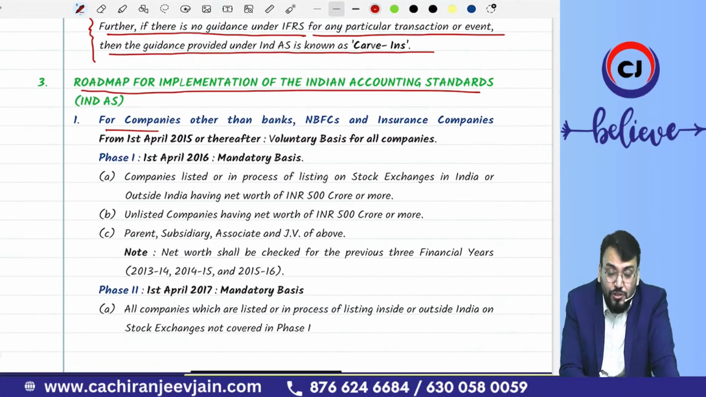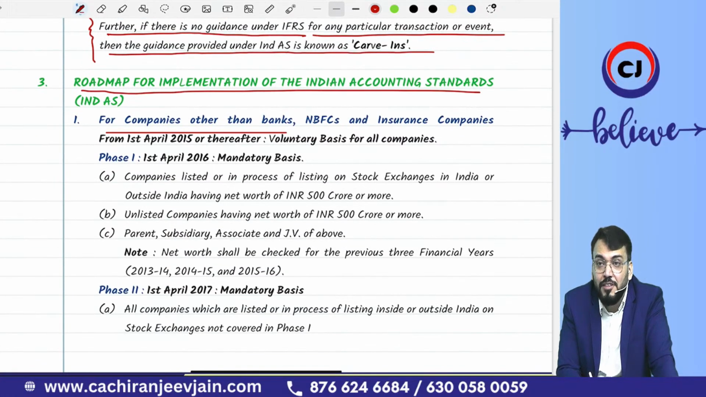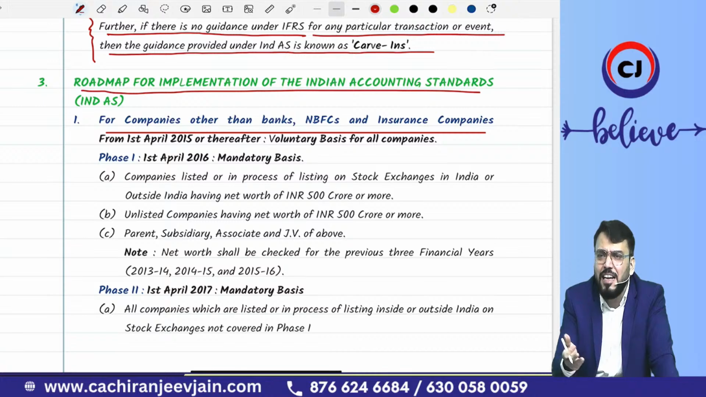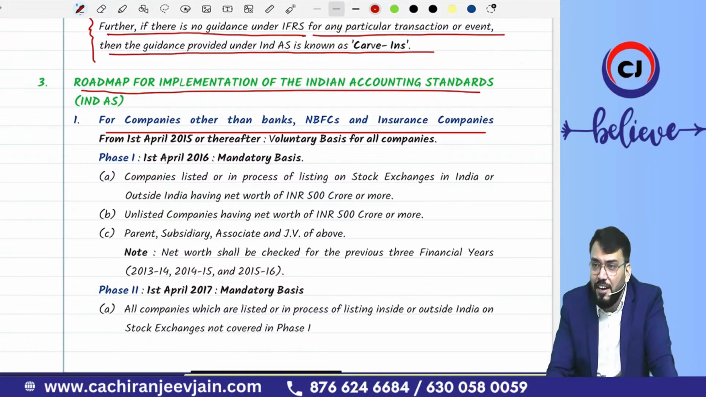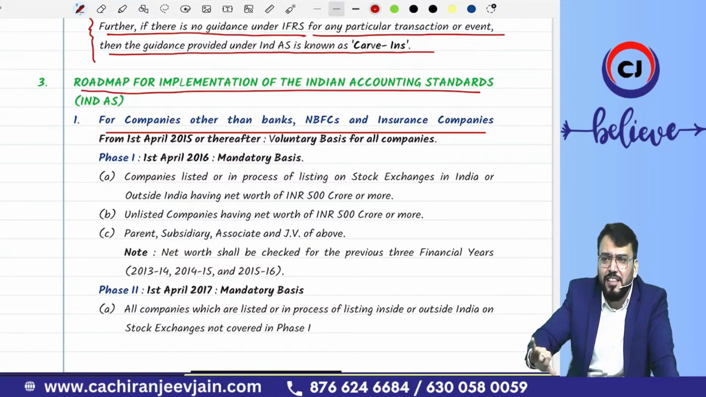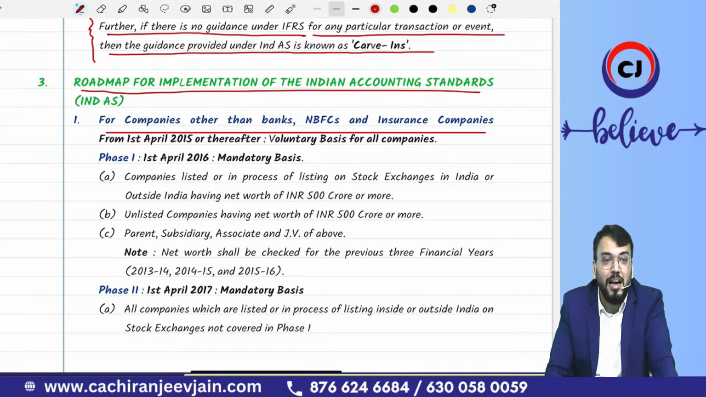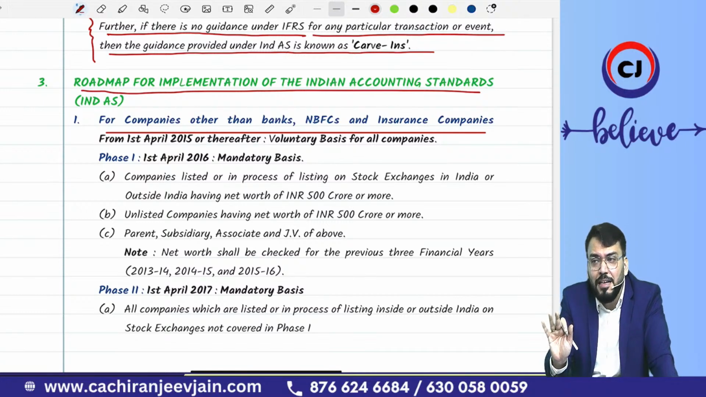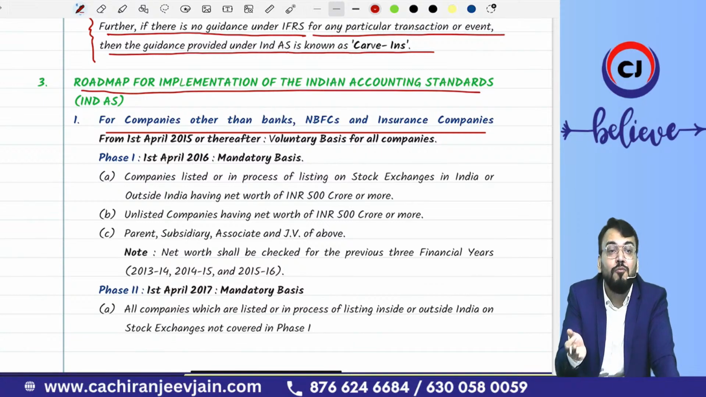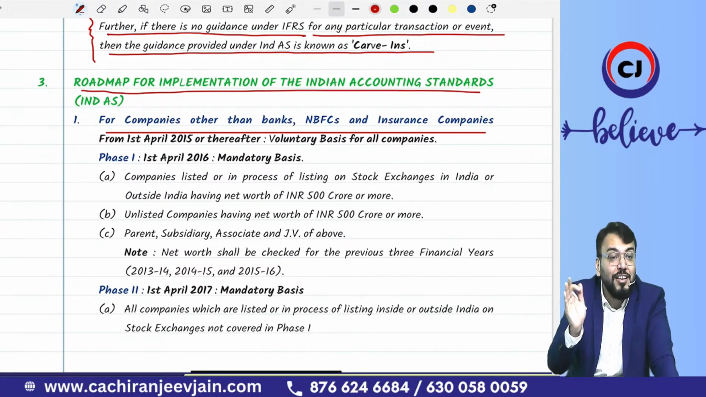First, it was given for those companies which are not banking company, not insurance company, and not NBFC. Correct. For banking company, we have the Banking Regulation Act. For insurance company, we have the Insurance Regulatory and Development Authority (IRDA). For NBFC, because it is a financial company similar to banking company, there are some RBI guidelines, so we also need to follow RBI guidelines. But first, Ind AS will be applicable to any company which is not a banking company, not an insurance company, not an NBFC.